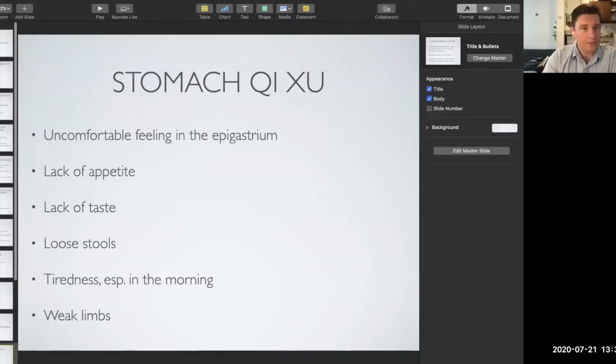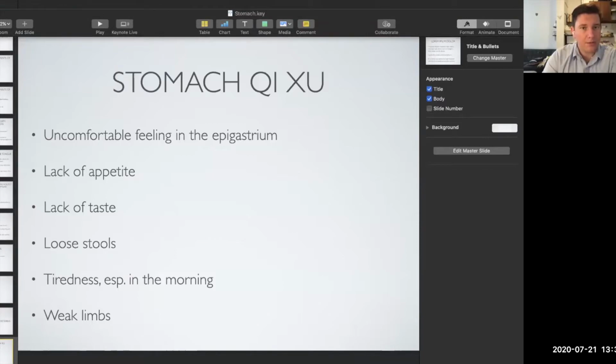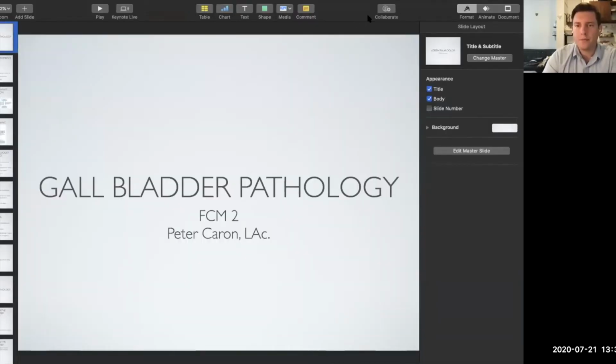Any other questions? You guys have good questions. All right, feel free to pause me at any time during the class today, but we're going to go into one of my favorite organs, which is the gallbladder. One second, let's find the gallbladder. There we go. All right.